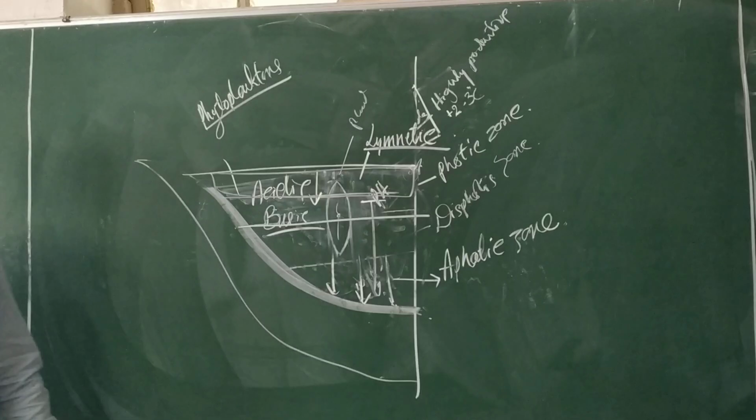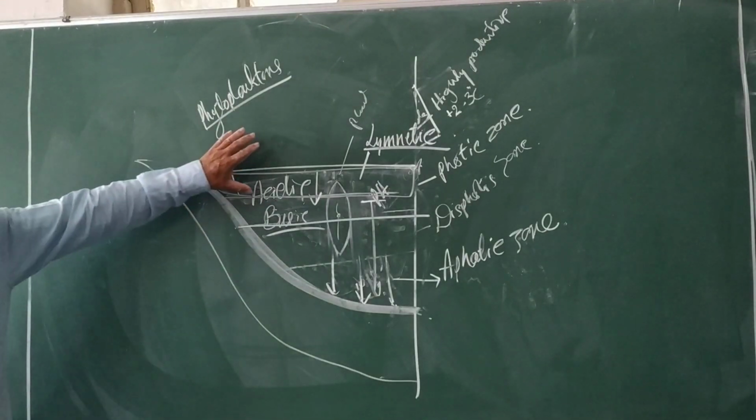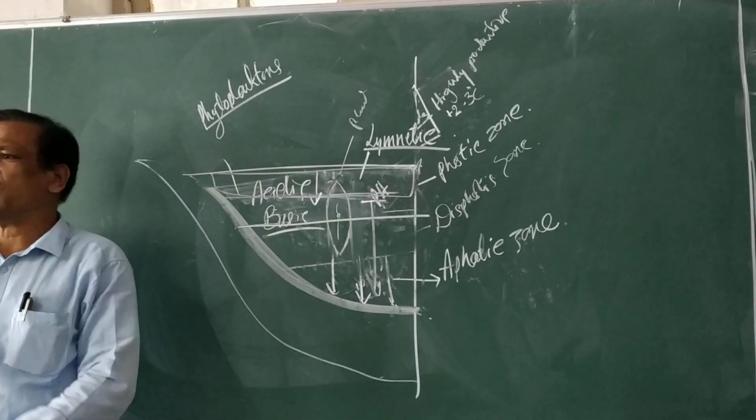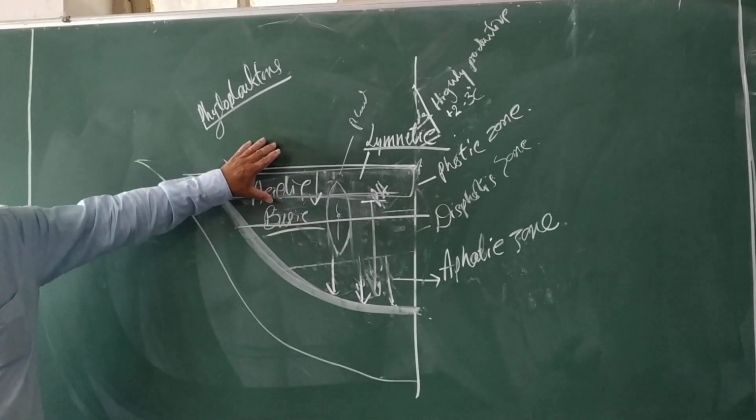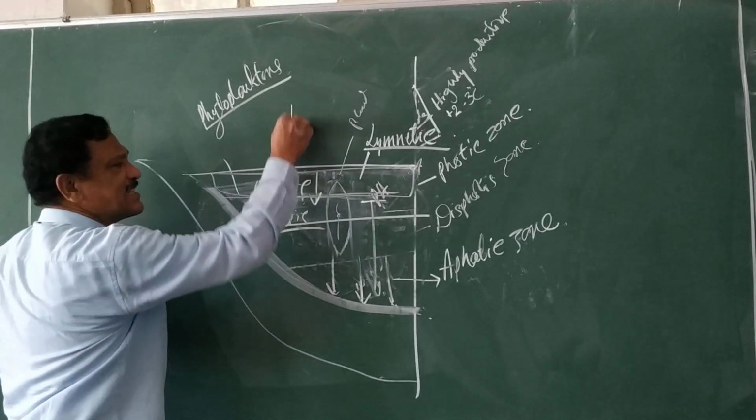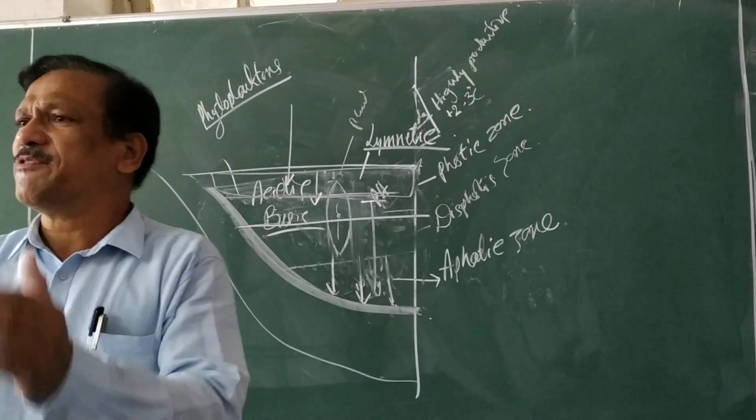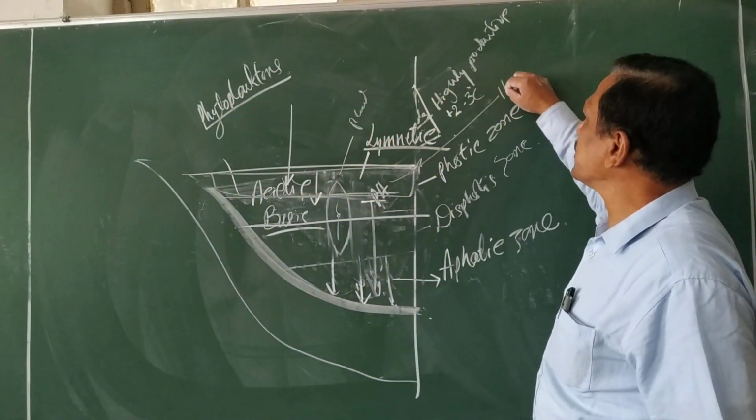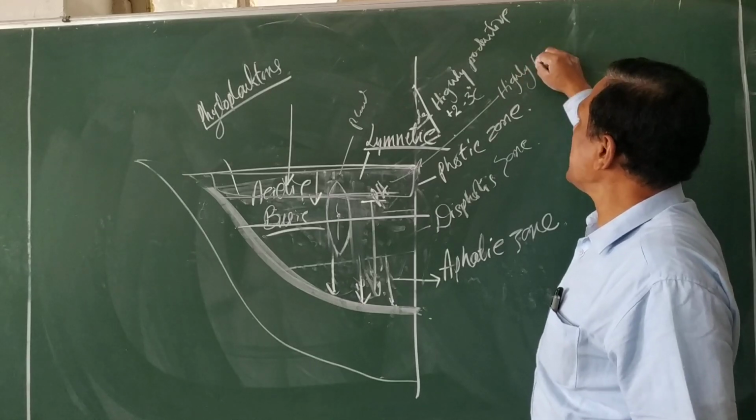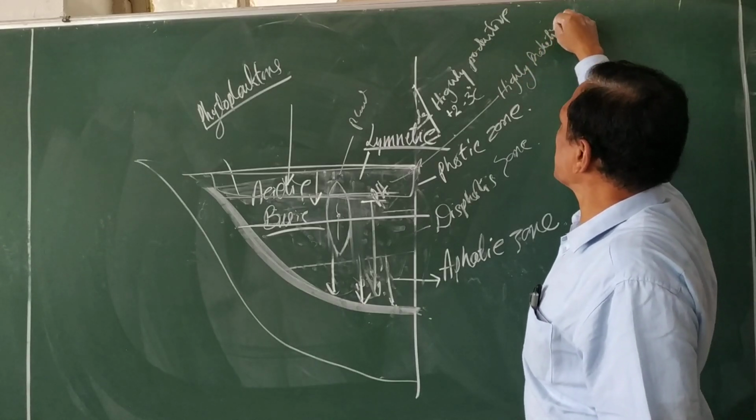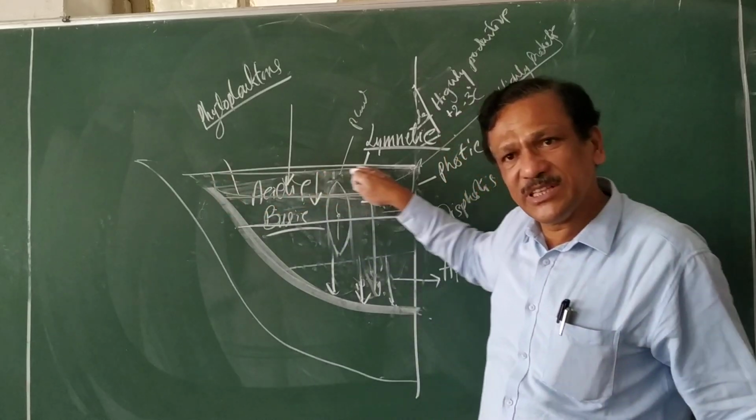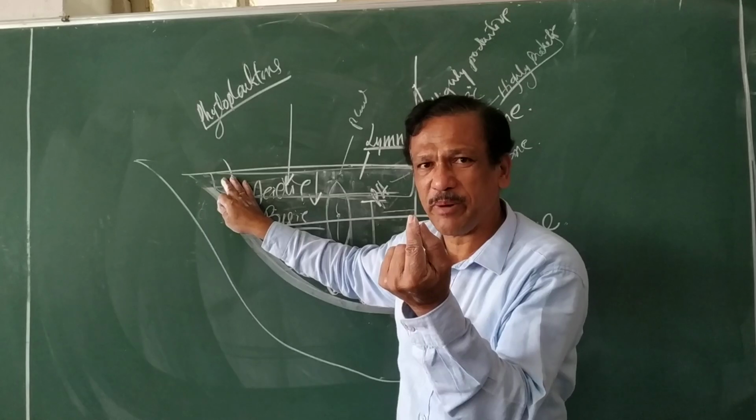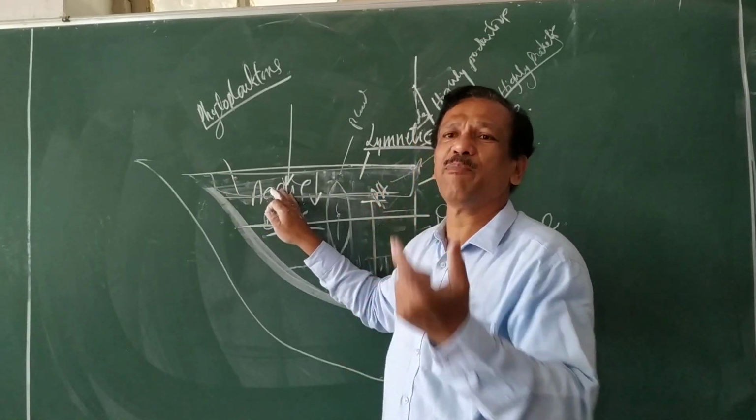Limnetic zone means the zone which is in the upper layers of this photic zone, and the upper layer is always fully fledged with these phytoplanktons. And these phytoplanktons fix maximum amount of sunlight, and this zone is therefore called highly productive zone because of the presence of these phytoplanktons, right? These are called miniature plants, microscopic plants. You can see these plants only with the help of optical instruments.